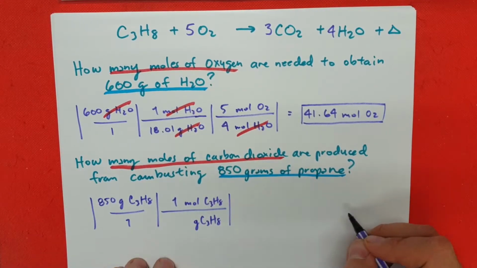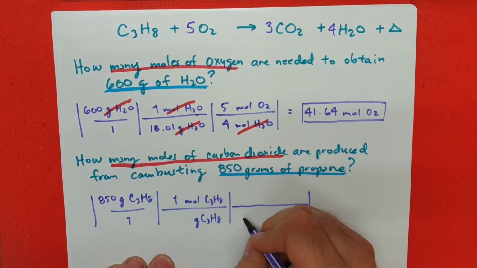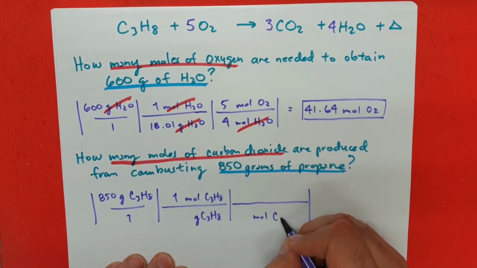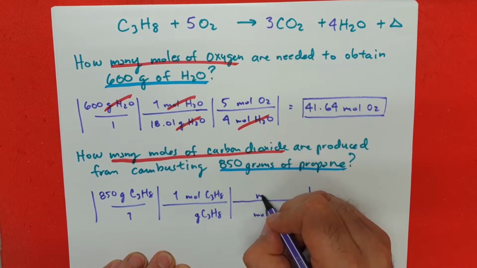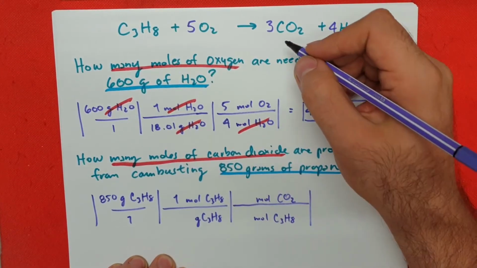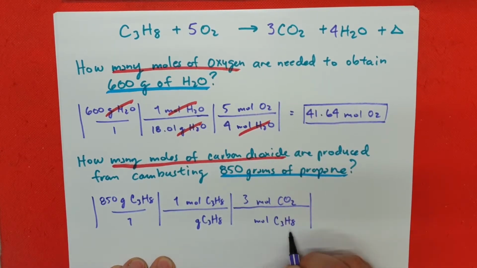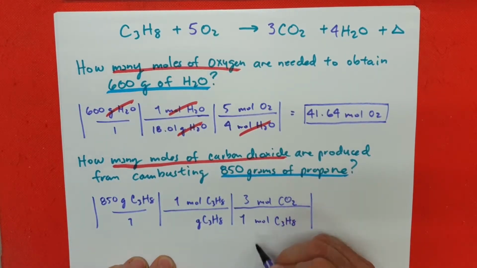I'm going to go ahead and complete the rest of the conversion factors so that we just have to do one step at the end and I'm not losing track. We want to cancel out moles of propane, and we want to convert to moles of carbon dioxide. Where do we get these numbers from? We get them from the balanced chemical equation, and we know that 3 is the coefficient for carbon dioxide, and there's an implicit 1 accompanying propane. So 3 over 1.